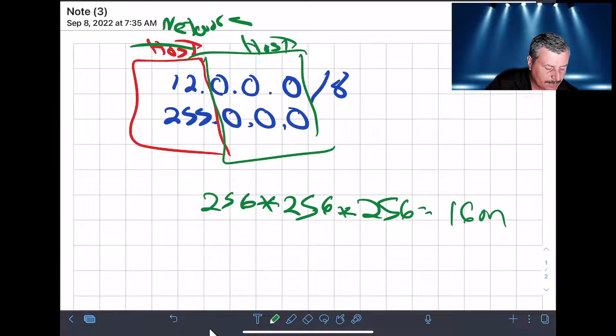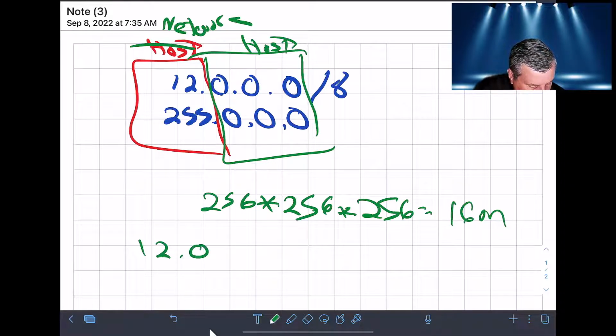So again, remember, if we're not subnetting this, the first number, always all zeros on the host side, is going to be our network ID. So 12.0.0.0 is going to be our ID.